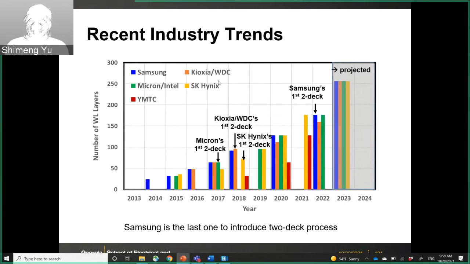And here I just summarize the recent industry trend in terms of the competition of the number of word lines, number of layers, and many companies introduced the 2-deck fabrication, even at 64 or 96 layers. But Samsung didn't use the 2-deck fabrication. Still, for their latest 176, they didn't disclose clearly, but I believe they use 2 decks in the 176. So today, this is 2021, typically around 176. Most companies can offer 176-layer 3D NAND flash.